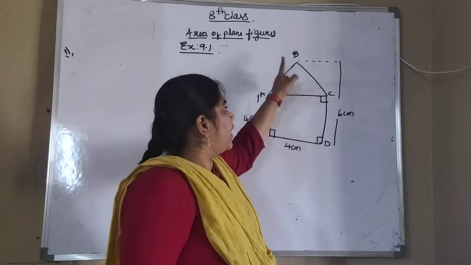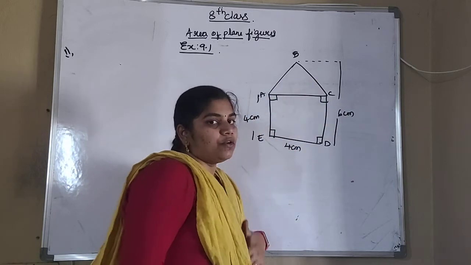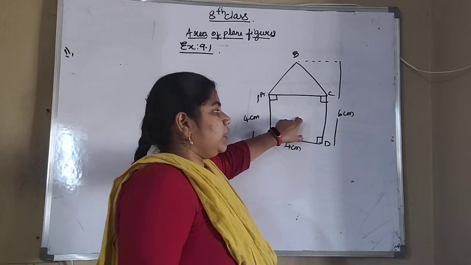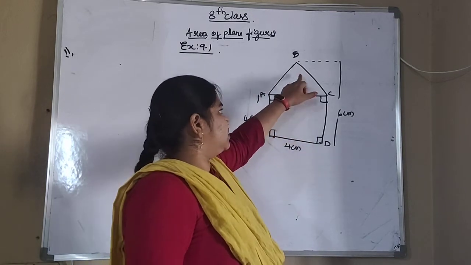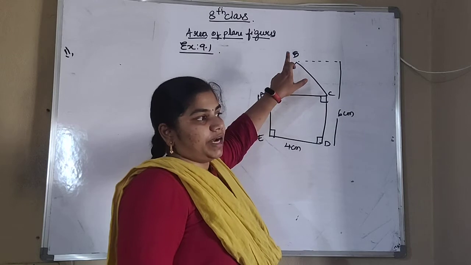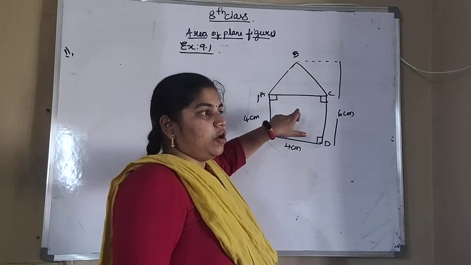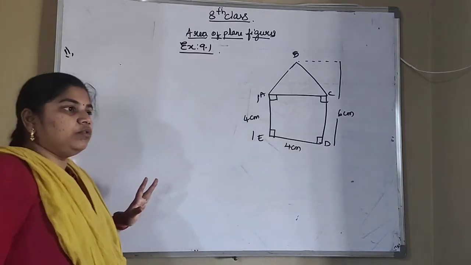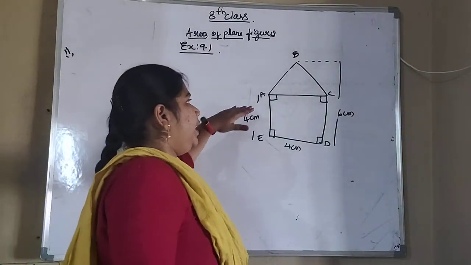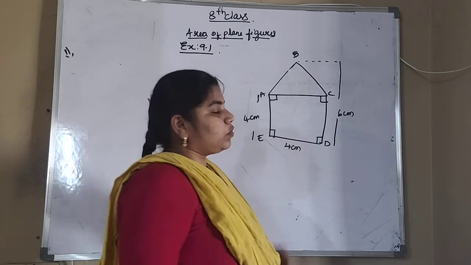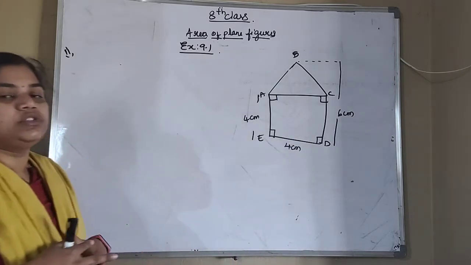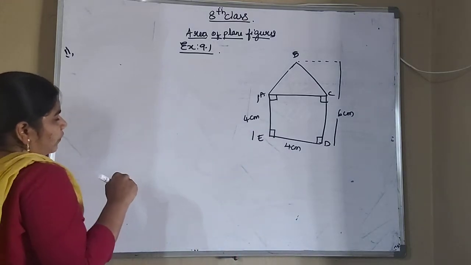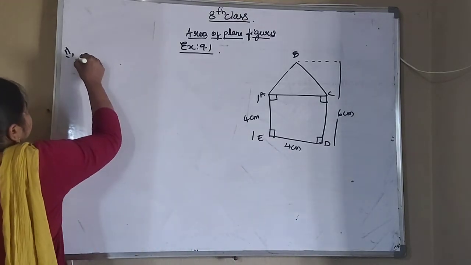So we have to find the area of this figure. How to find the area of this figure? Area of a triangle plus area of a square. So this is a square and this is a triangle. Area of a triangle plus area of a square will be equal to the area of the whole figure. So first we will find the area of the triangle here.